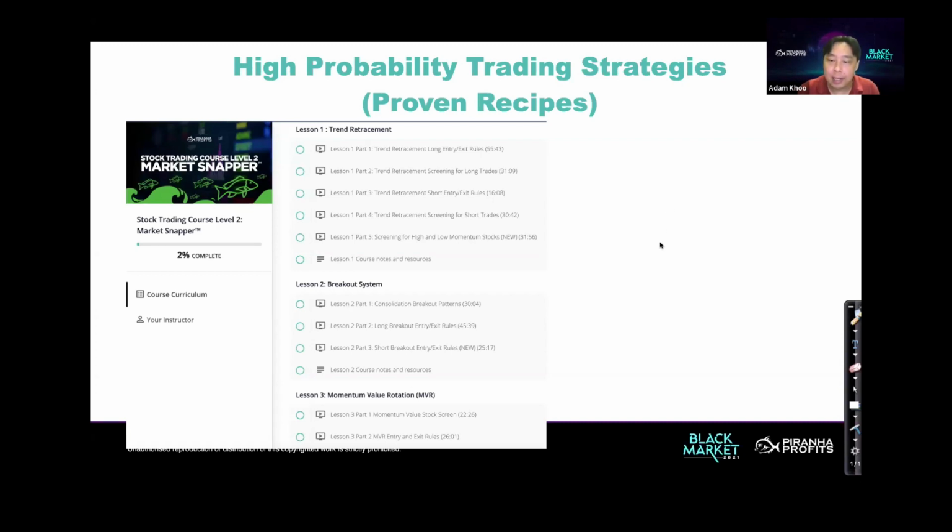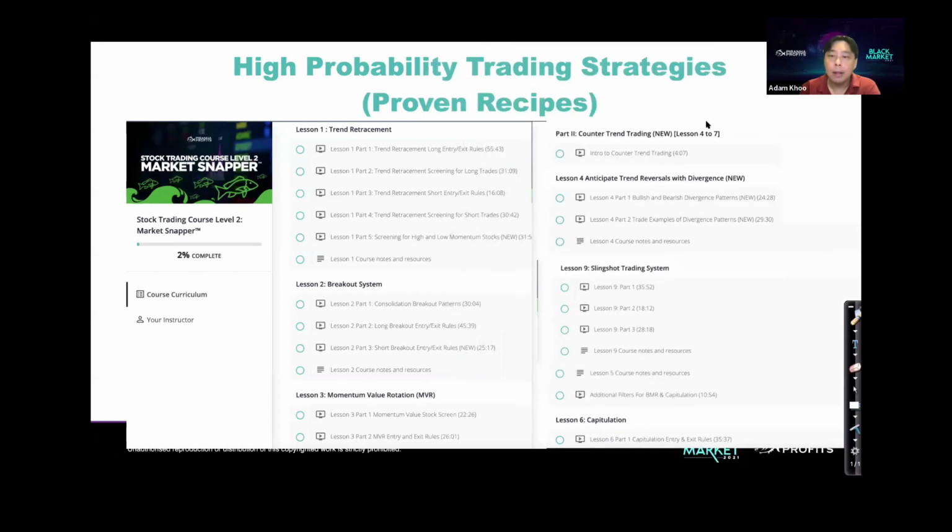So for example, these are some of my more common recipes. You've got my trend retracement strategy that you're going to learn in the course, okay? The breakout system, the momentum value rotation system, the slingshot trading system, the capitulation. So there's many strategies that you're going to learn in the stock trading course. Now, let me say, why do I need so many strategies? Why? Because they all work under different market conditions.